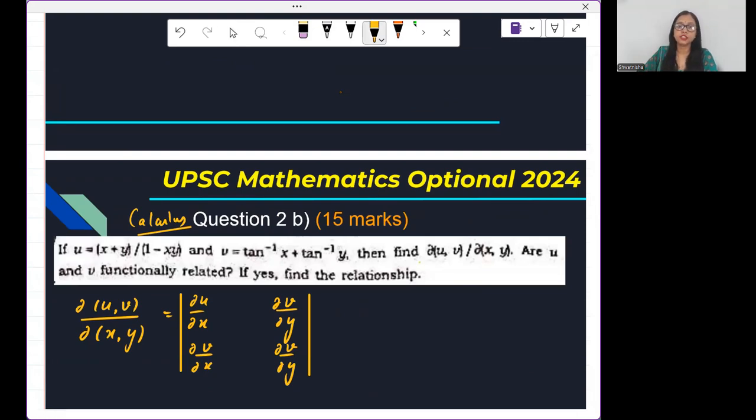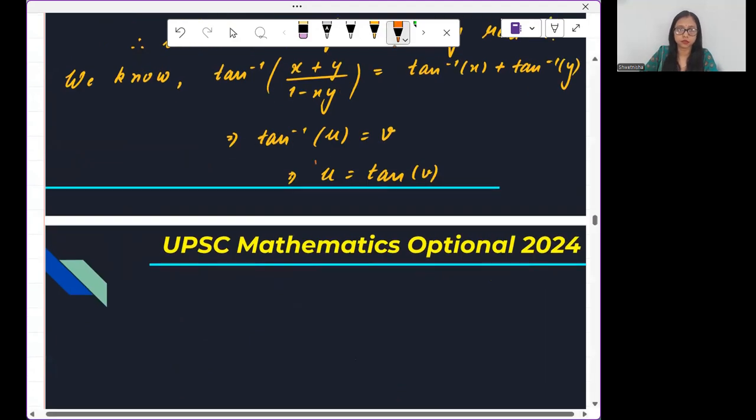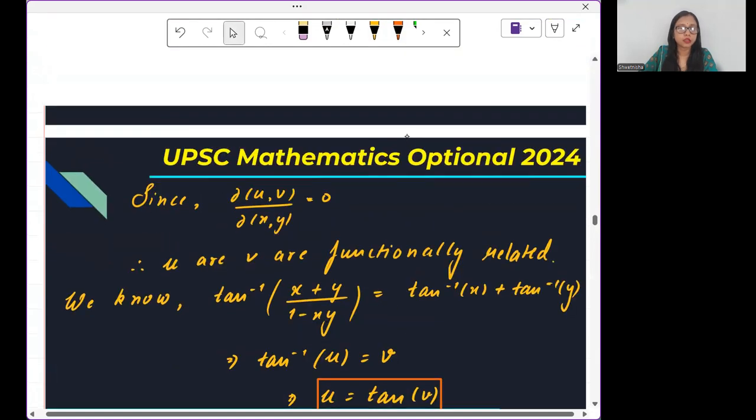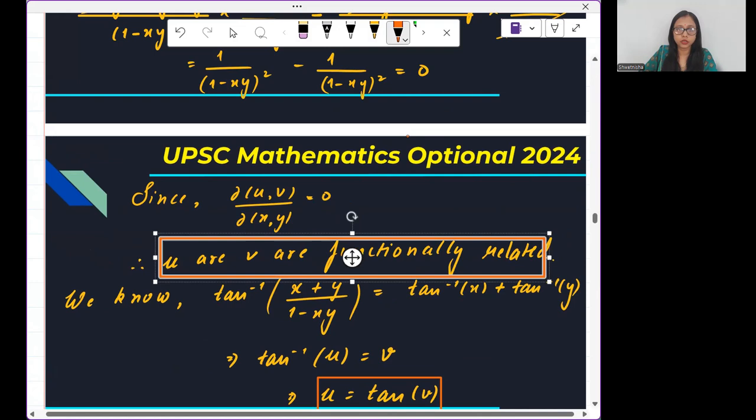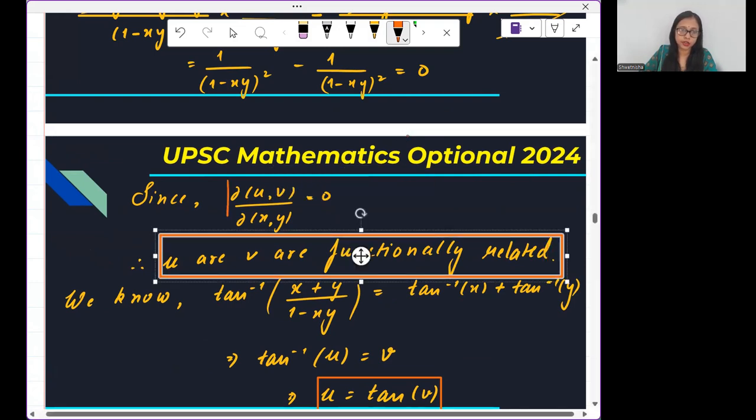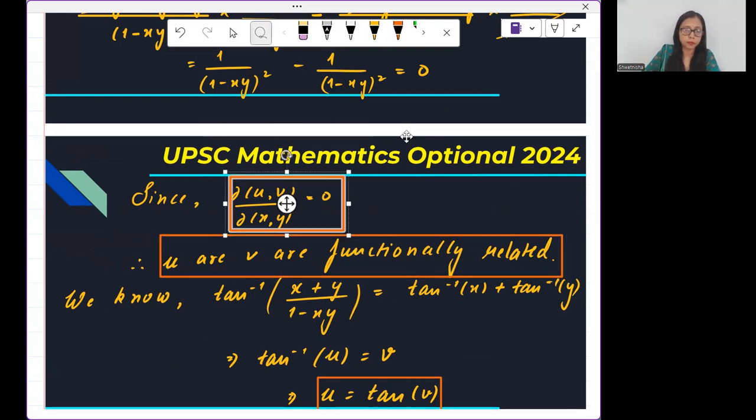All right. If yes, find the relationship. So we found the relationship. This is it. So first part was, are they functionally related? Yes, they are functionally related. And what is the Jacobian? This right here is the Jacobian. 3 parts of the question were there, and these are the 3 answers.